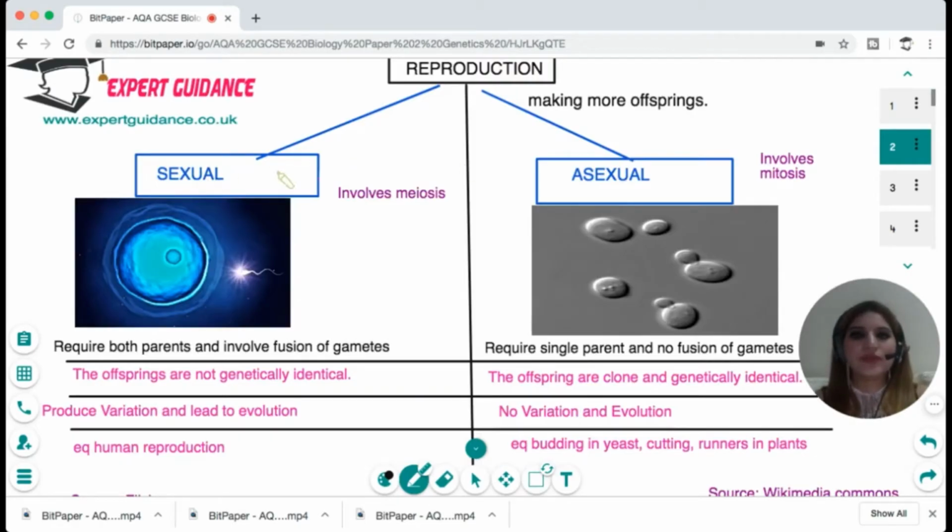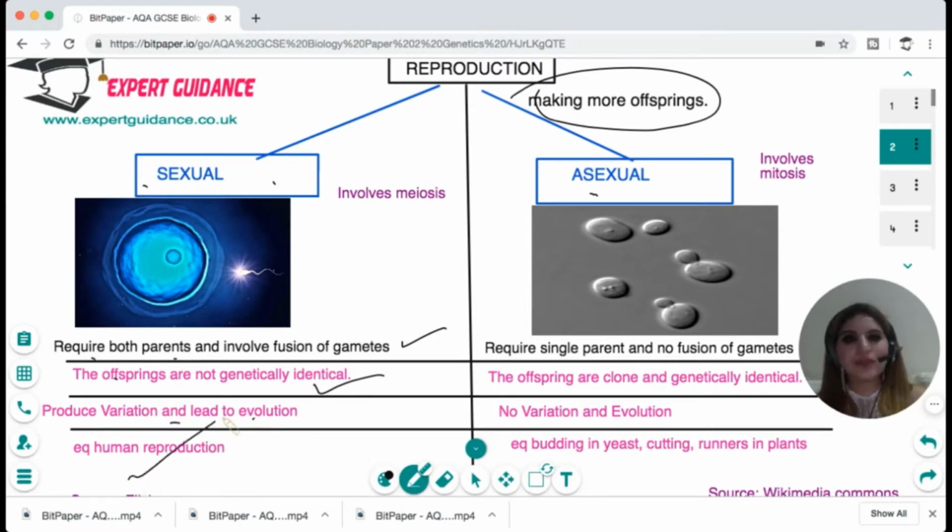You should know what is the difference between sexual and asexual reproduction. Now, reproduction is making more offspring. In sexual reproduction, it involves two parents and involves the fusion of gametes. The offspring are not genetically identical, and it produces variation and leads to evolution, for example, human reproduction.